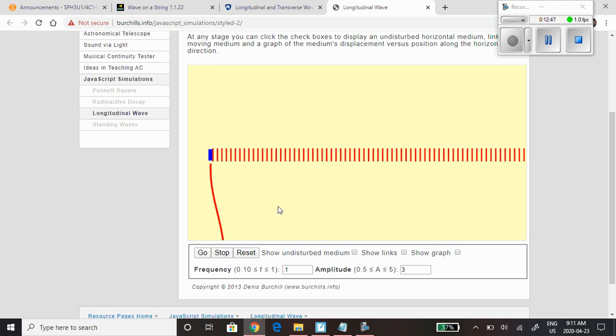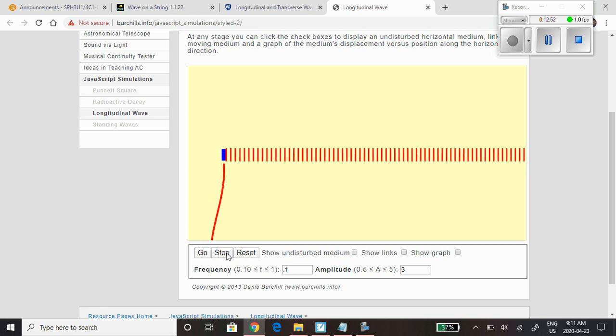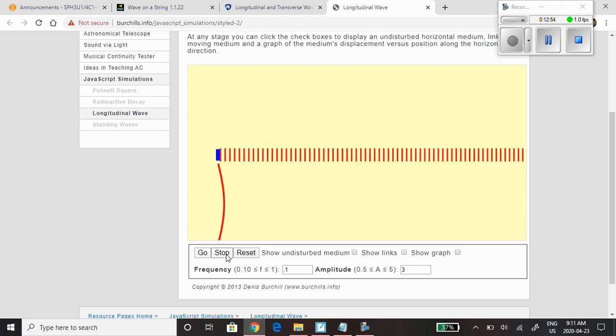And you can play around with this simulation to help you understand these things. Playing around with it is the best way to learn. Okay, and I'm going to leave all the links for you.